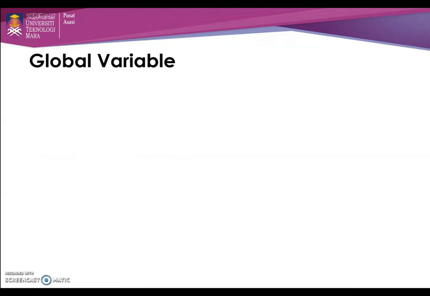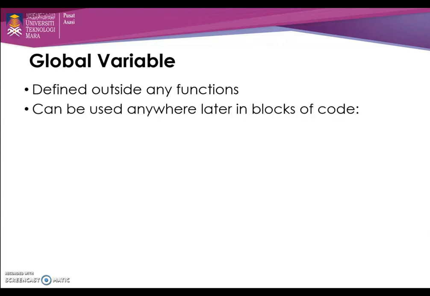So let's start with the global variable. The category or criteria of the global variable is that it is defined outside any function, and the variable can be used anywhere later in the block of code.